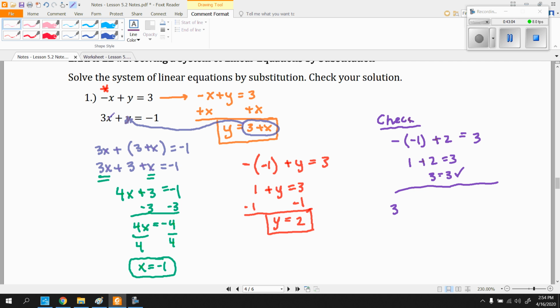So I'm going to go 3 times, instead of x, I'm going to replace x with -1, right? Because it's 3 times x, plus, instead of y, I'm going to replace the y with not this right here, 2. And I'm hoping that we get -1 when this is all said and done. So do it in steps. 3 times -1 is -3. Plus 2, equals -1. Sure, -3 plus 2 is -1, which is equal to -1.